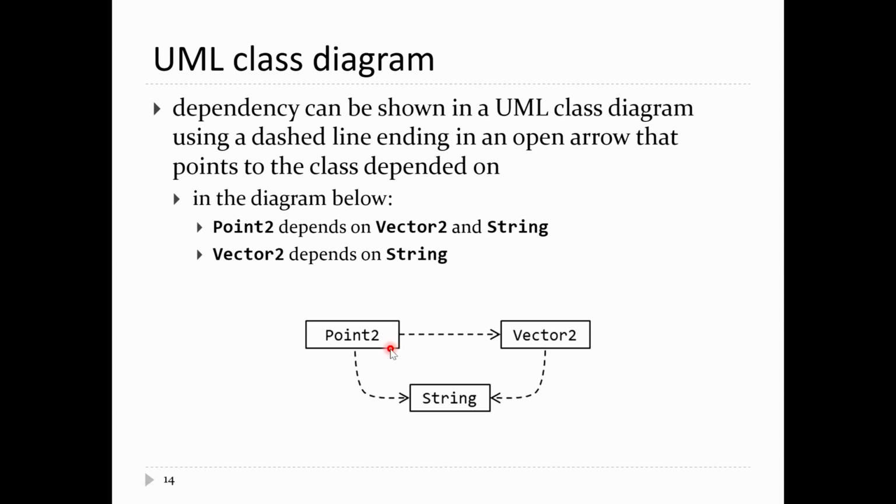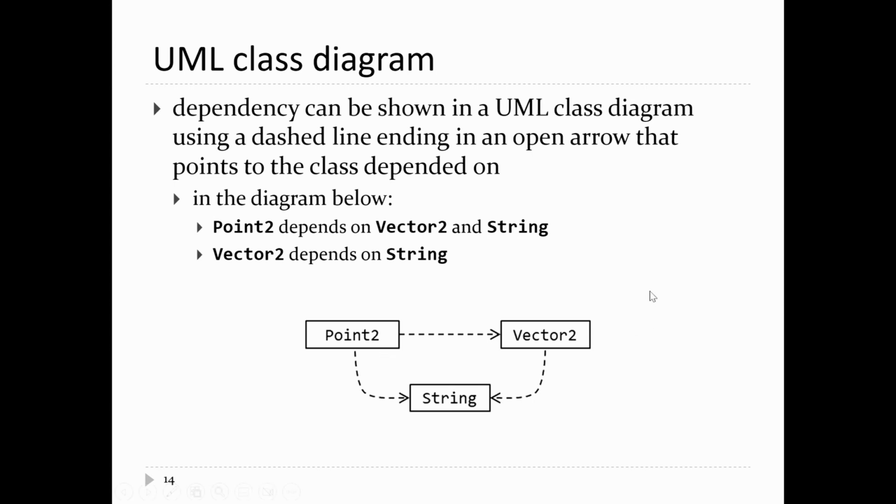It turns out if you look at the full implementation of Point2, you'll see that Point2 depends on Vector2. There's a method in Point2 so you can take two points and subtract them, and that gives you a vector. And there's a little UML class diagram that shows the relationship between these three classes.